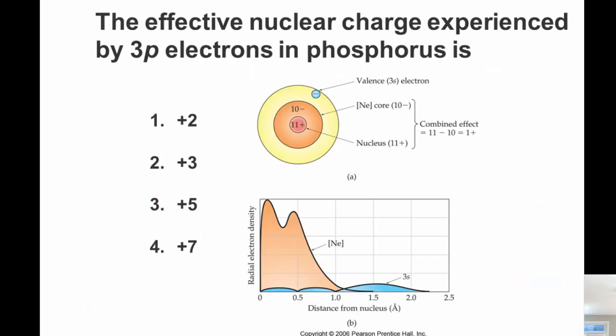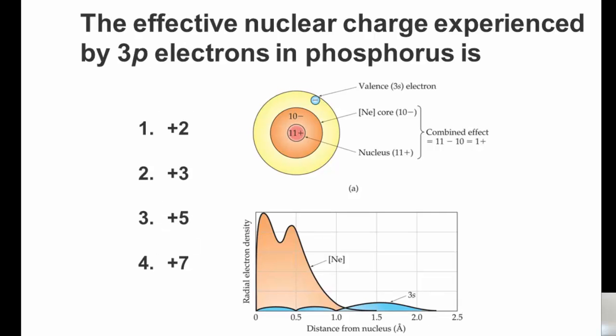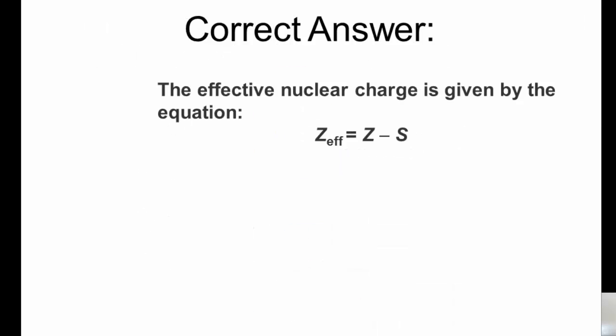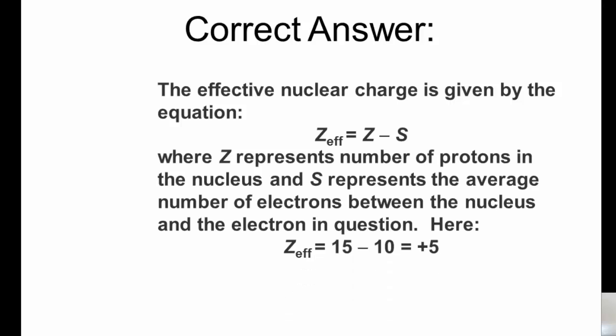Let's see, how would you calculate the effective nuclear charge for a 3p electron? So first you look at the nuclear charge, 15, and then you want to subtract the core electrons from that, which is 10. The number of protons, or the nuclear charge, minus the core or shielding electrons gives you the effective nuclear charge. We're going to say Z effective is equal to the number of protons minus the shielding electrons. And so it would be 15 minus 10, so the answer should be plus 5.